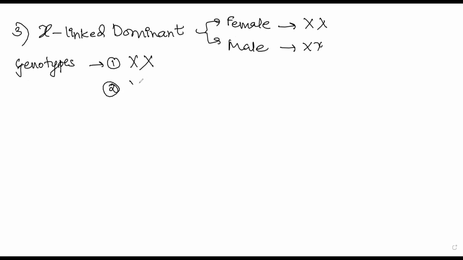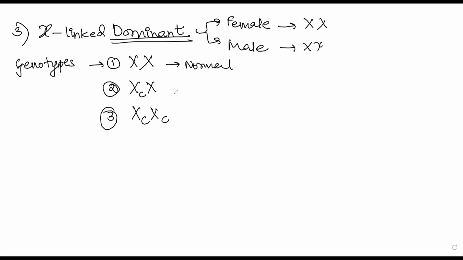Second, 1 X is the diseased allele, the allele that carries the gene for the disease. Third possibility, both of the X's have the C. Now, since it is a dominant trait, meaning even the presence of one allele that carries the defective trait is going to show the disease, this first one will be normal, whereas the rest of the two are going to be diseased.